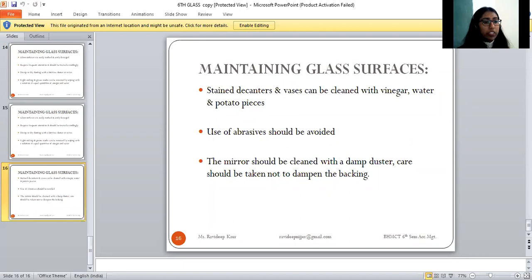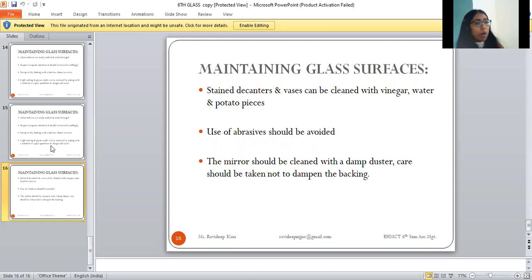Next, use of abrasives should be avoided. We should not use abrasives on glass. Then the mirror should be cleaned with a damp duster. Care should be taken not to dampen the backing. So you should clean the mirror with the damp duster only, and keep in mind that you should not clean the back of the mirror with a damp cloth or a damp duster.